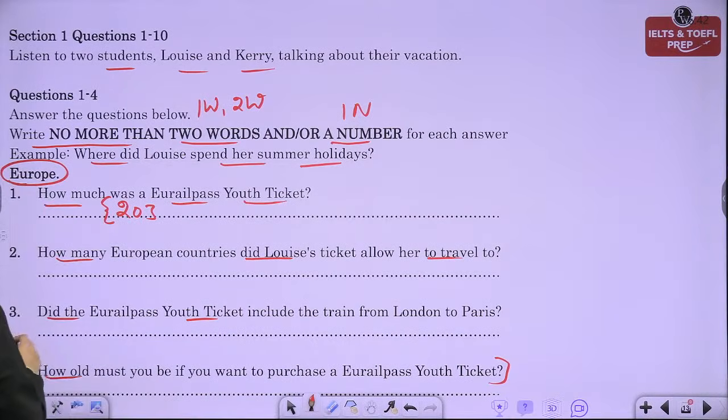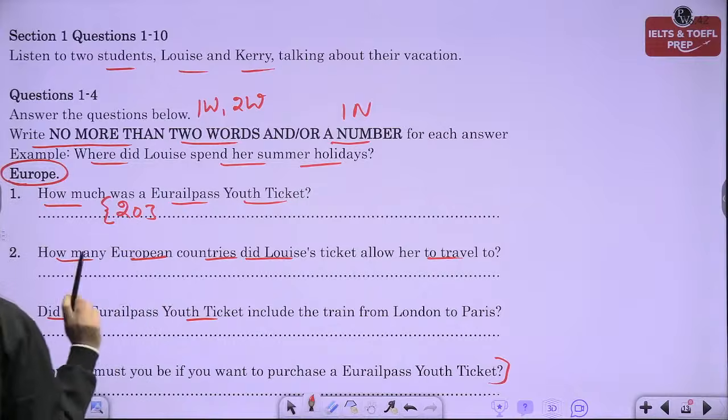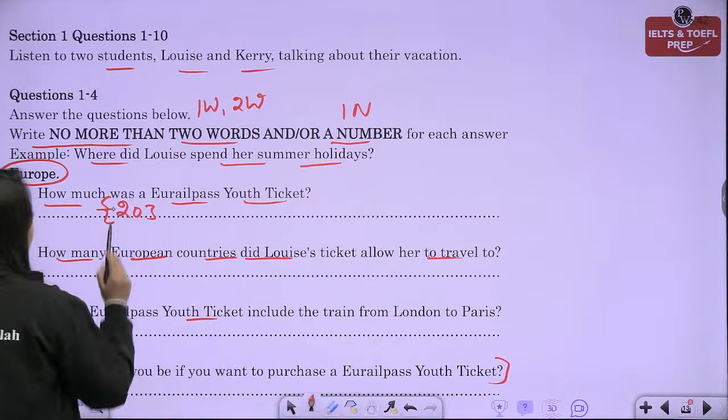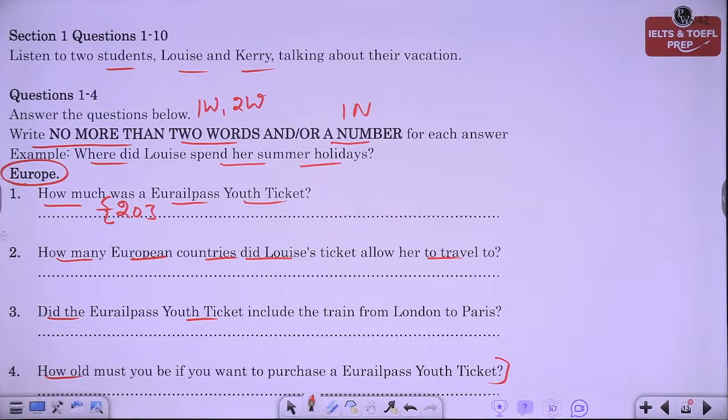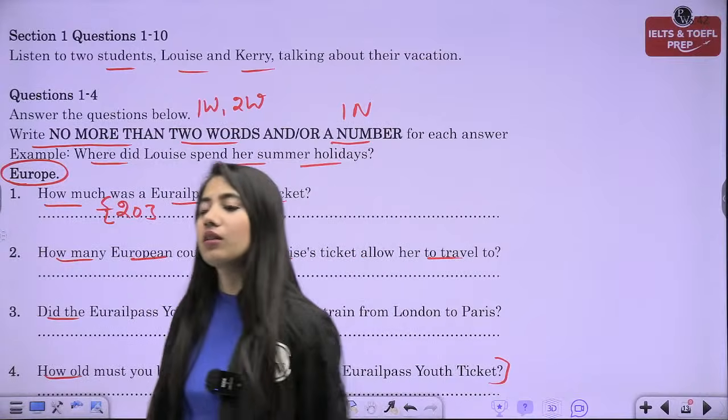Okay, let's move next. How many European countries did Louise's ticket allow her to travel to? Let me know now. What should be the right option for this one? Right answer for this one. How many European countries? You need a number. Over here, you need a number, right?